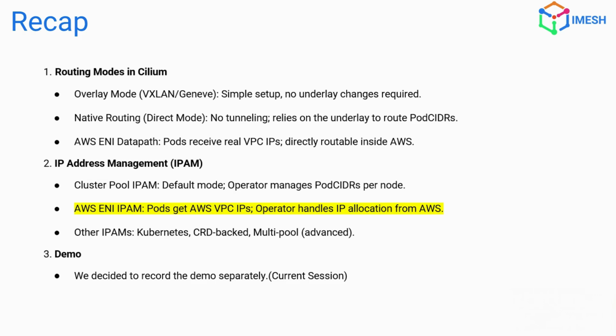There are various ways we can assign these IPs. However, for today, we will use ENI mode for both routing and IPAM. By doing this, we are effectively telling Cilium to assign actual AWS ENI IPs to our pods. This is crucial because it allows us to use native routing, meaning Cilium will use the underlying AWS infrastructure to forward packets natively, completely eliminating the need for a tunnel or overlay network.